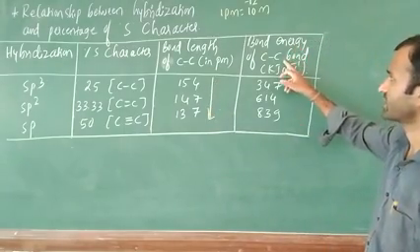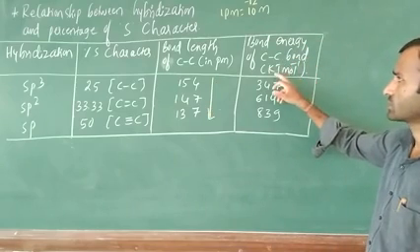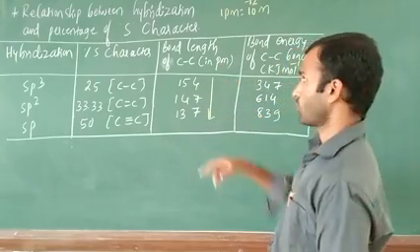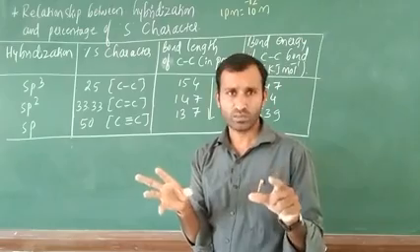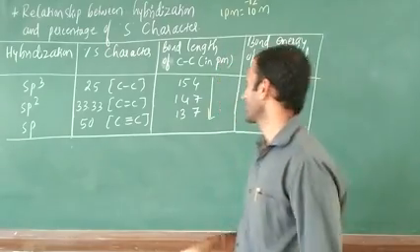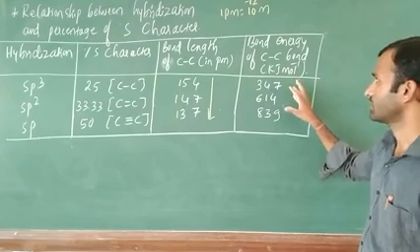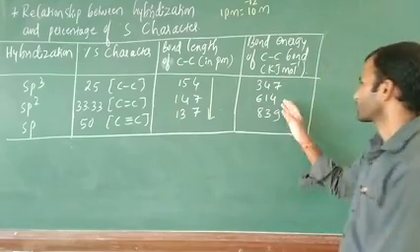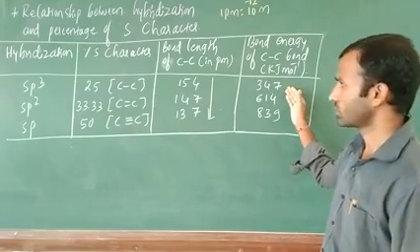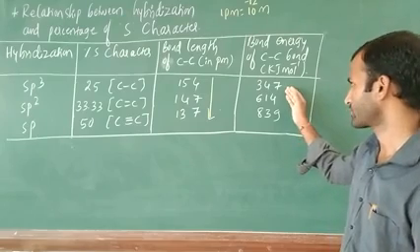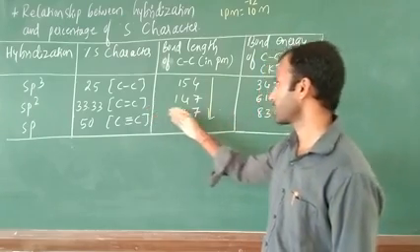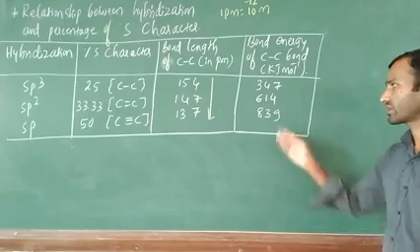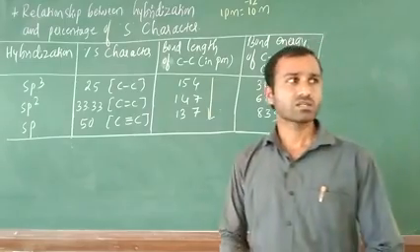Next one is bond energy of carbon-carbon bond, that is kilojoules per mole. This is the unit, just as picometer is the unit of bond length. Bond length means the distance between two atoms. Bond energy between two atoms is represented in kilojoules per mole. The first, carbon-carbon single bond, the bond energy is 347. Next, the carbon-carbon double bond, the bond energy is 614. The next one is carbon-carbon triple bond, the bond energy is 839.